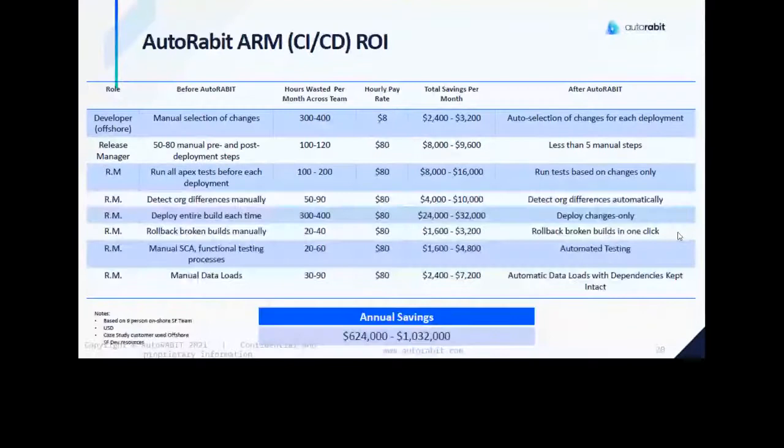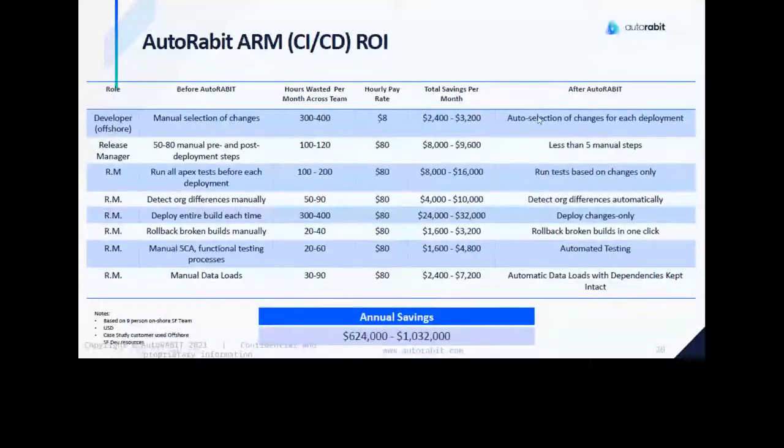This is a sample ROI for ARM, the CI/CD or DevSecOps platform today, where you can see for each and every role and for each and every step how people actually do it without using AutoRABIT, and how much time it takes, right? And how many hours per month, how much hourly rate of leakage there is, and how much savings per month there is after utilizing AutoRABIT. So before and after, right?